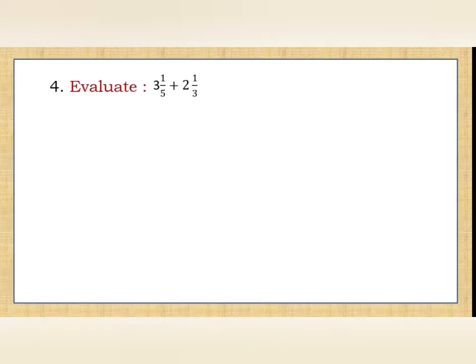And the last problem, evaluate 3 1 by 5 plus 2 1 by 3. These two fractions are mixed fractions. So first we can convert them into improper fractions and then find the addition. 3 1 by 5. Convert 3 1 by 5 into an improper fraction. For that we have to multiply 5 into 3 and then add it with 1 whole, divided by 5. 3 into 5 becomes 15. 15 plus 1, 16 divided by 5.